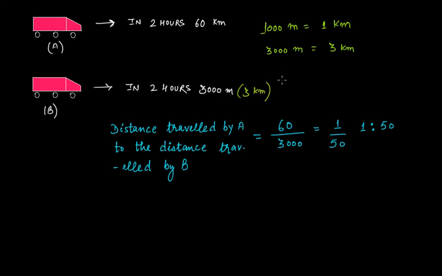Now you can compare it. How will you compare it? The distance traveled by A to the distance traveled by B will be 60 over 3, and if you divide the numerator and the denominator by 3, this will be 20 over 1, that is 20:1. That is, van A has traveled a distance that is 20 times the distance traveled by van B.